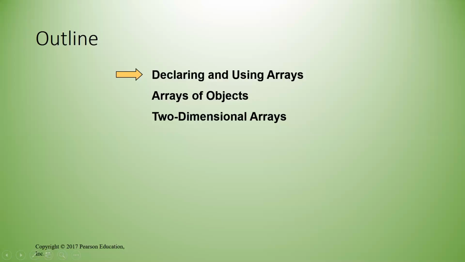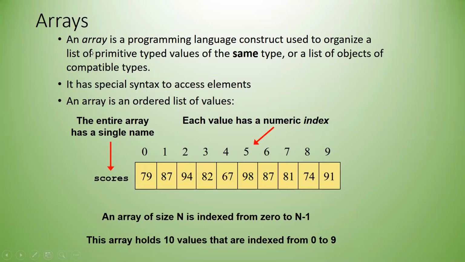Okay, declaring and using arrays. So an array is a programming language construct. It's used so often, it's one of the essential language constructs in any programming language, because when you are dealing with a group of things, you cannot declare that many variables. You have to use an array.